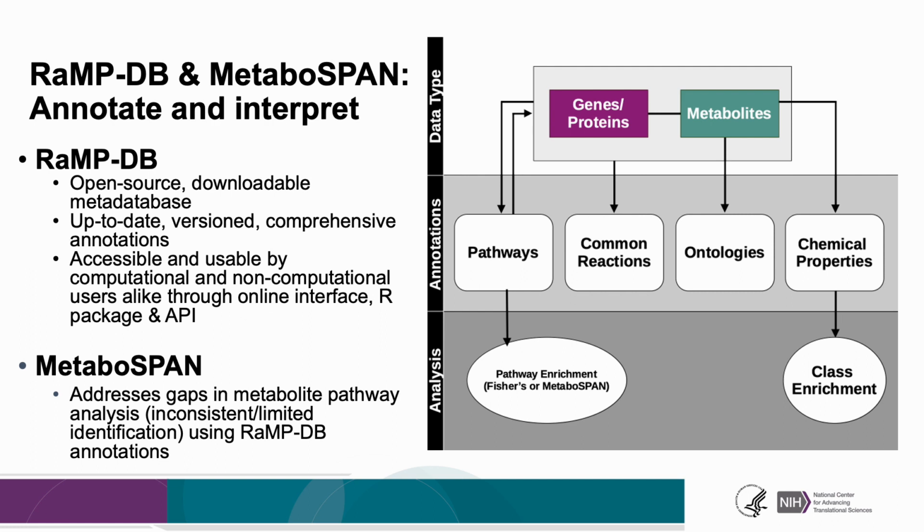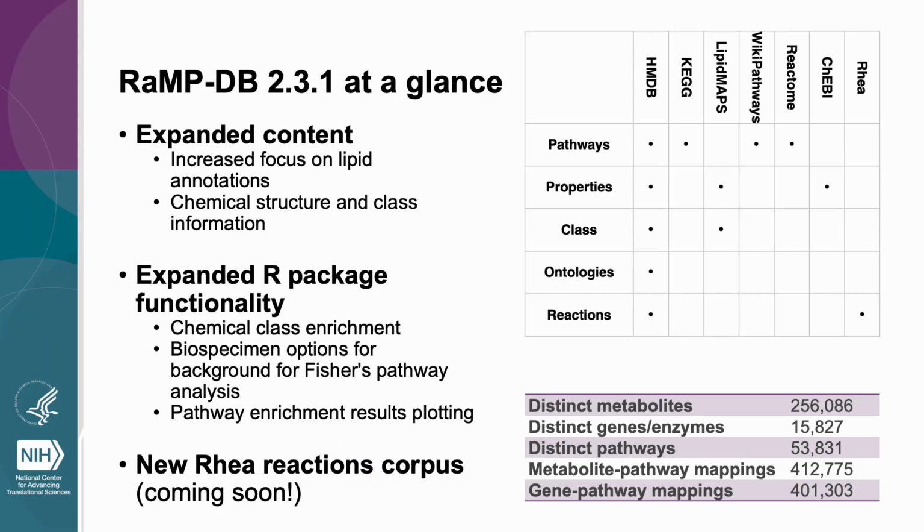Meanwhile, MetaboSPAN is a metabolomic functional enrichment workflow that addresses gaps in metabolite pathway analysis using annotations that are derived from the RaMP database. As I mentioned on the previous slide, RaMP-DB is constantly undergoing development, and we're currently on the 2.3.1 release of the database. Some notable features of this version are displayed here.